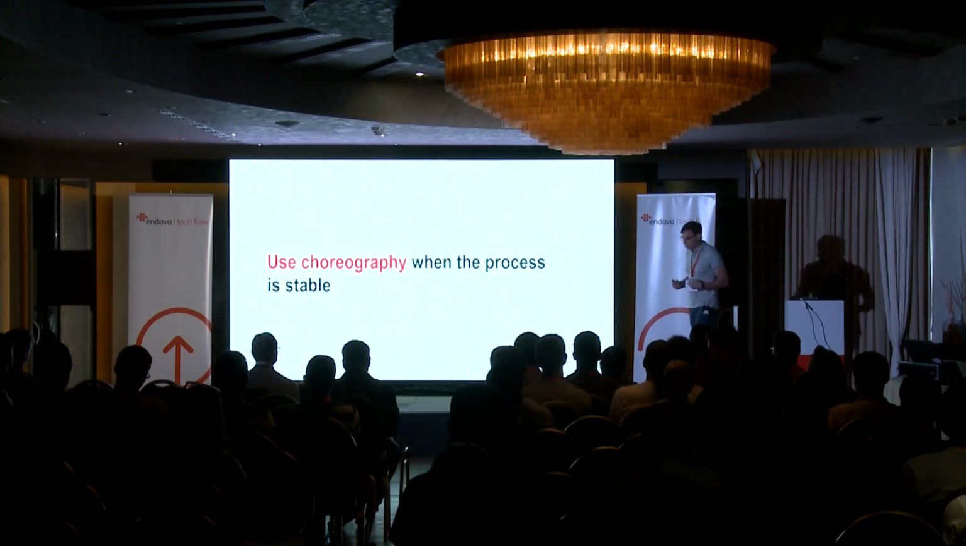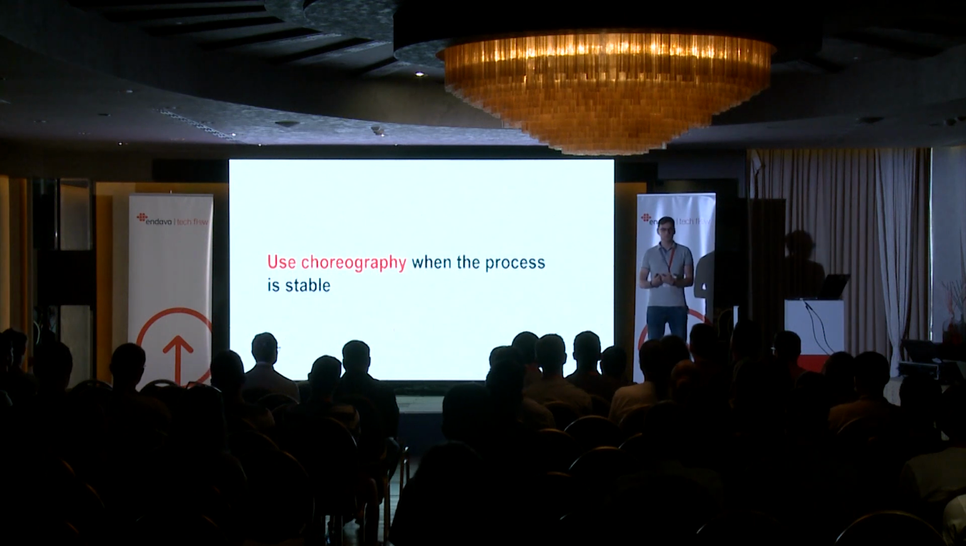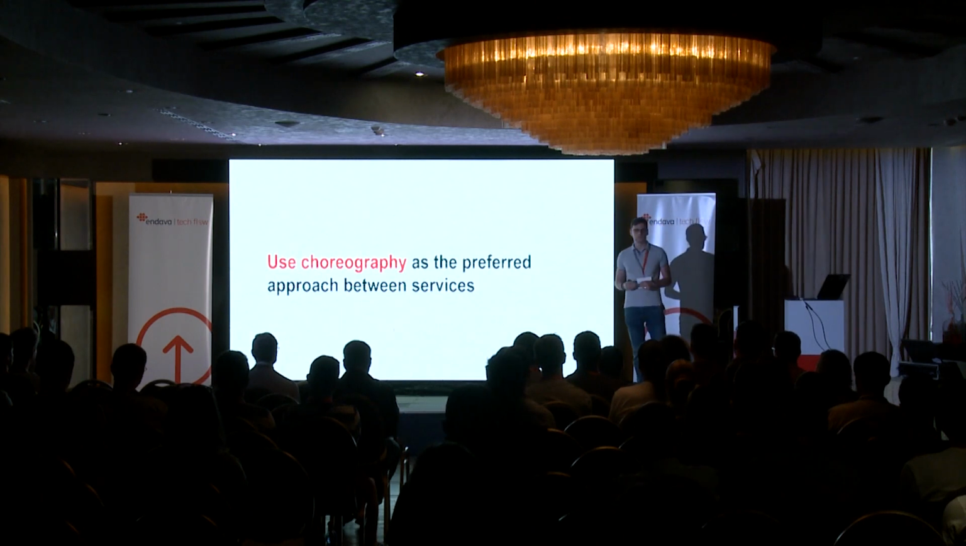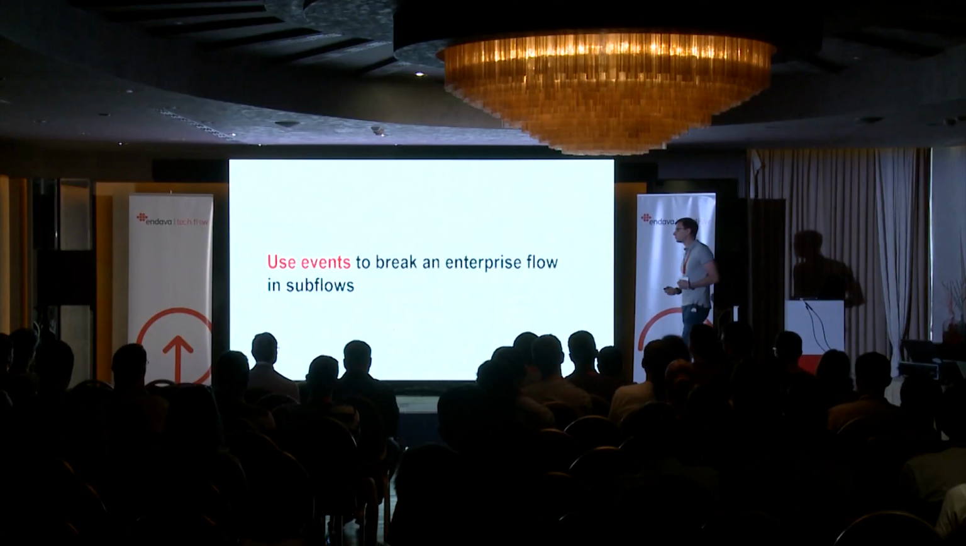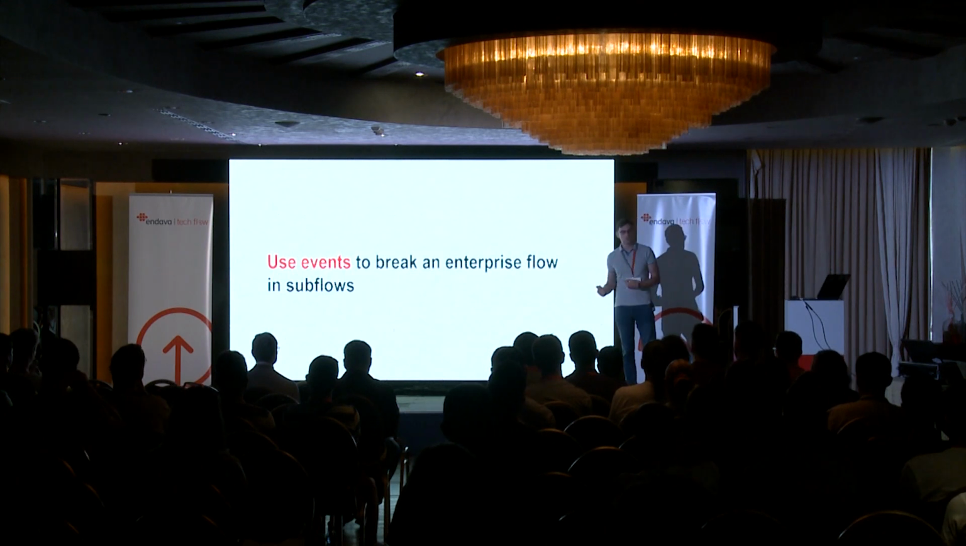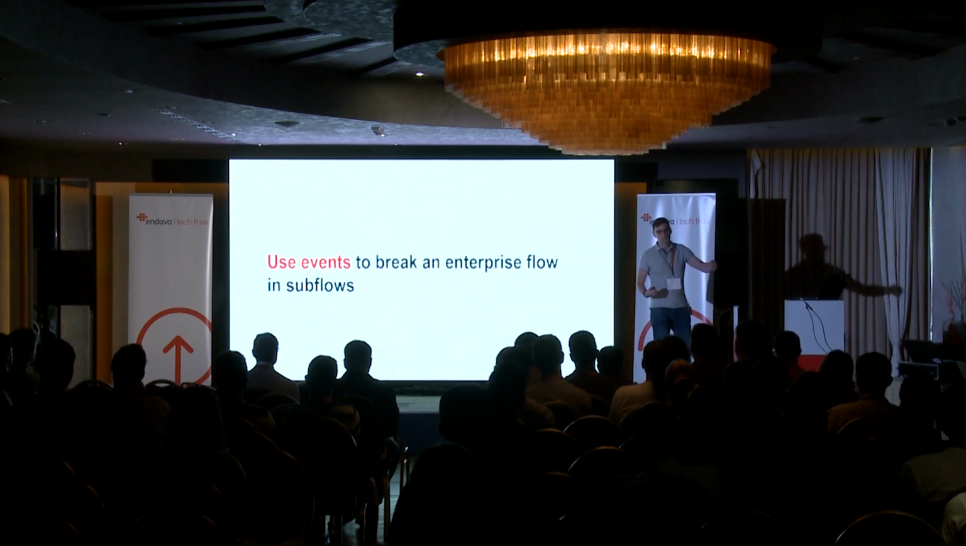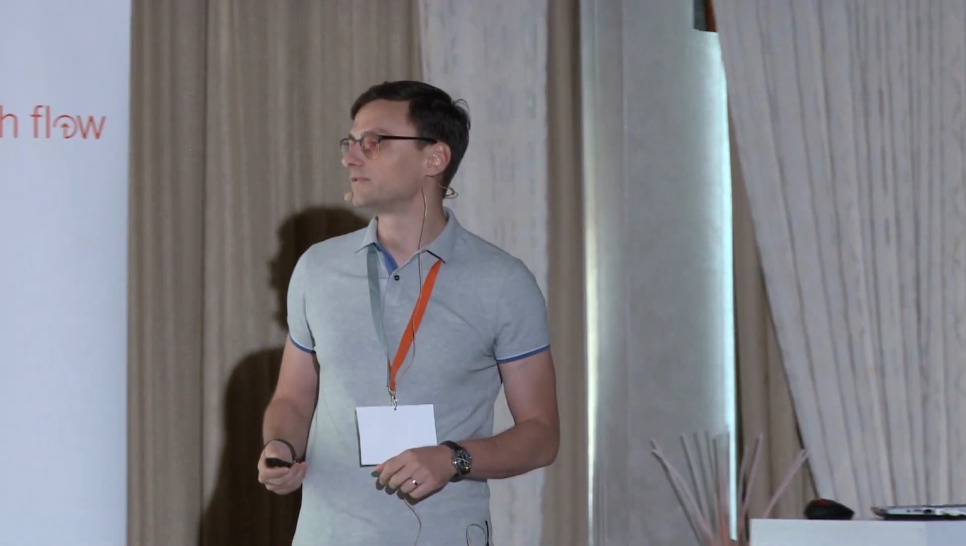Well, we use choreography when the process is stable. So as I said, when you don't have multiple flows or multiple flavors of the same long running process. And since the boundaries between the services are more stable, we use choreography as the preferred approach between services. And doing it this way, our services are loosely coupled. We also use events to break an enterprise flow into subflows. Like we just saw, we use the order placed, order charged, order packed, and order shipped events to break the entire order fulfillment flow into subflows in each of the services.